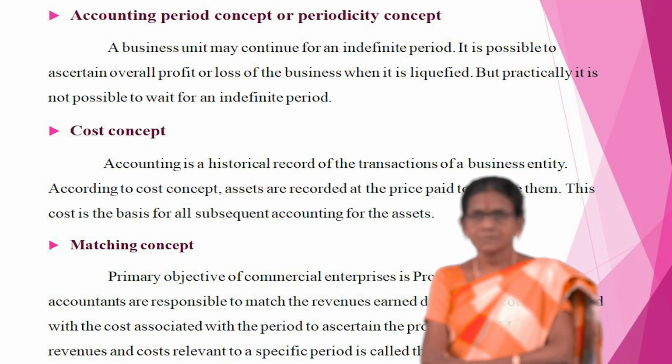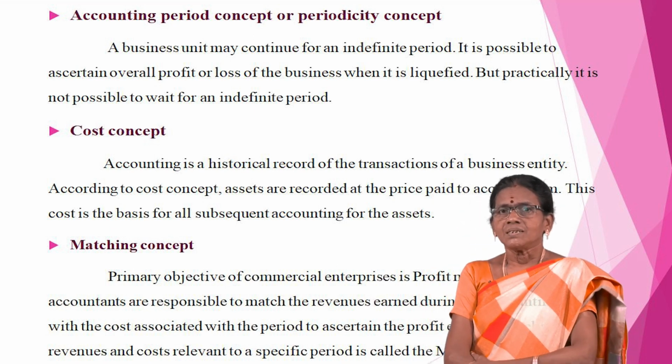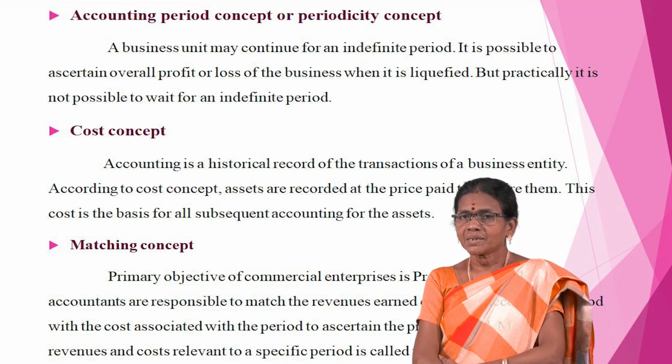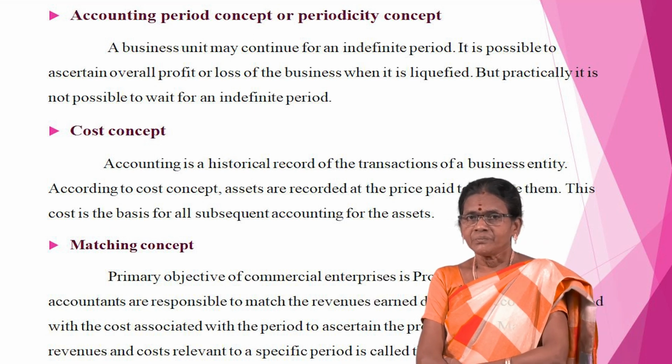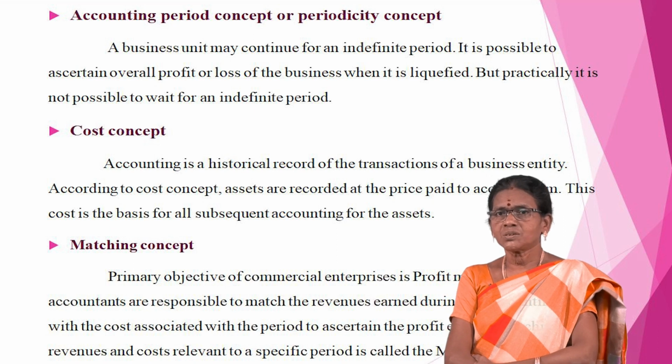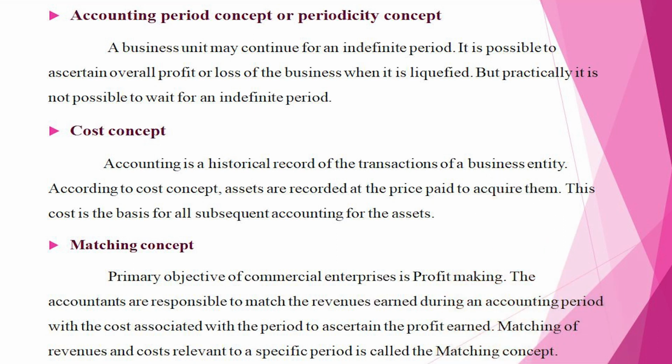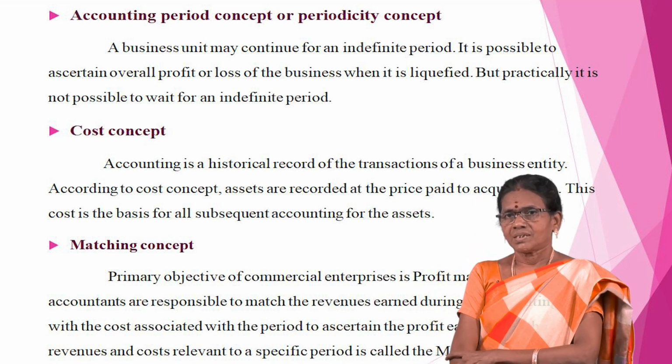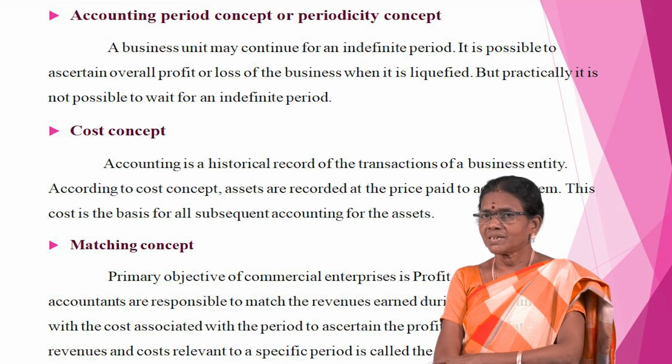Then matching concept. The primary objective of a commercial enterprise is profit making. The accountants are responsible to match the revenues earned during the accounting period with the cost associated with the period to ascertain the profit earned. Matching of revenues and cost relevant to the specific period is called the matching concept.